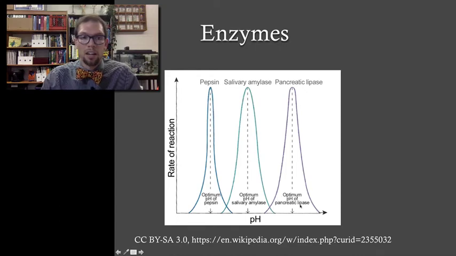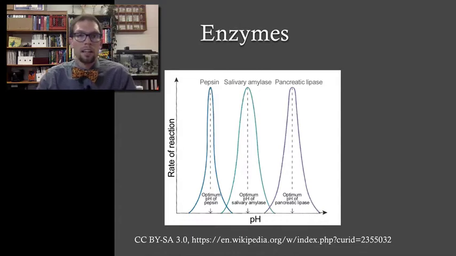So they actually are going to operate at a higher pH than that. And that's going to be true for every enzyme. It's going to depend on where the enzyme is actually functioning that will determine what pH it'll optimally work at.